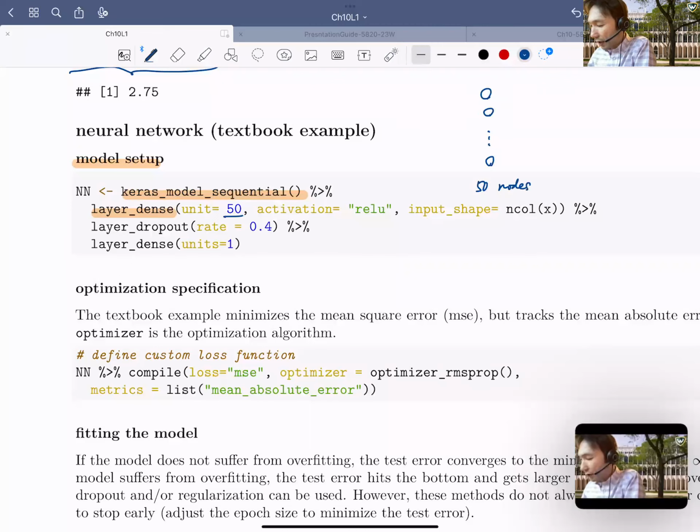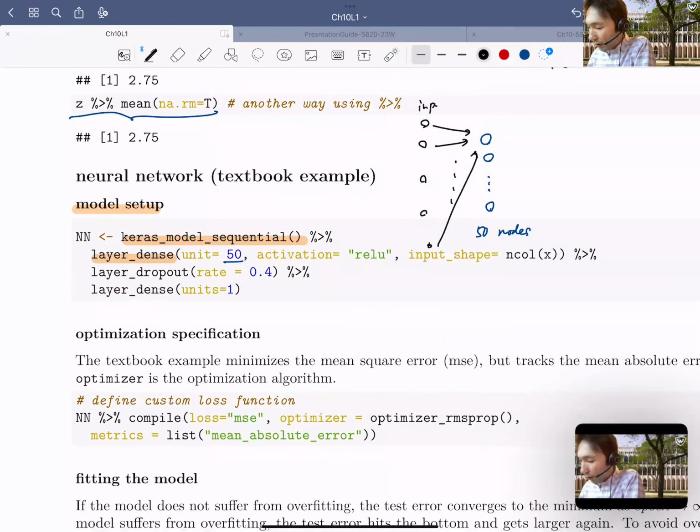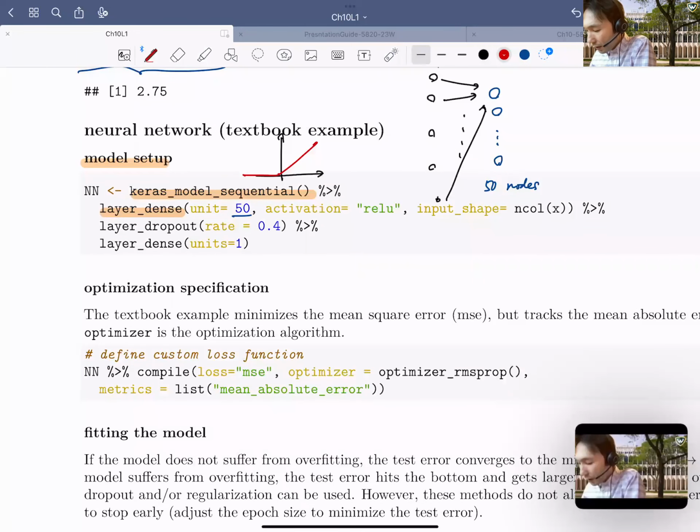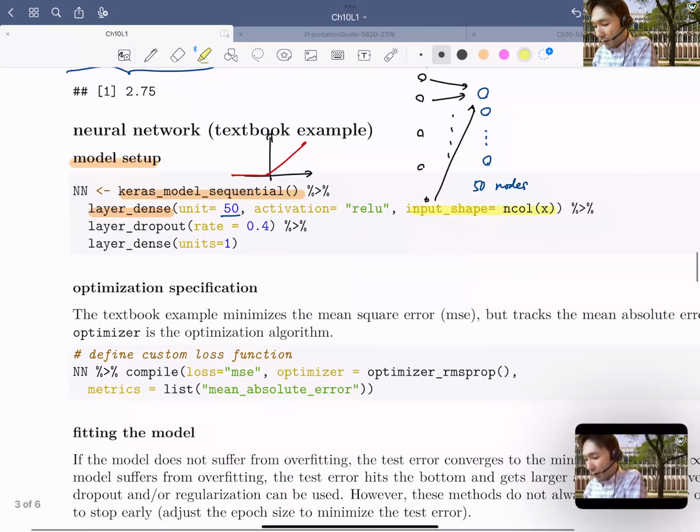And activation ReLU. So that means if we have an input layer here, then the relationship between the input layer and the node is ReLU. So the ReLU function is this function, right? The piecewise linear function. So this activation is used. And this is a kind of strange one, but for the first layer you have to specify the input shape. So this is the number of columns of X, so the number of variables. And for other layers, we don't really have to specify this.